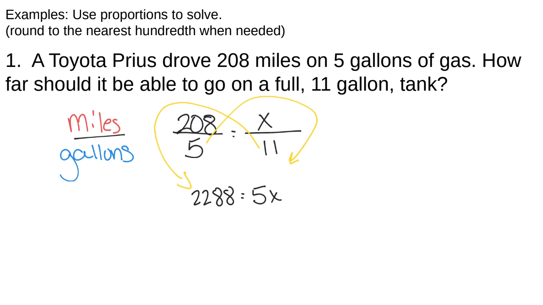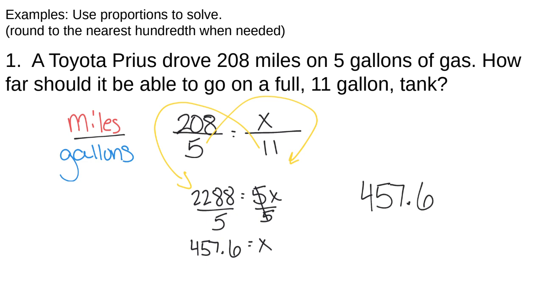To get X by itself, we're going to divide that 5 out, because 5 divided by 5 is a 1. That will leave me with 1X. And 2288 divided by 5 is 457.6. It says round to the nearest hundredth, but this one came out nice, so we don't have to worry about that. My answer then is 457.6, and remember that was in the spot of miles.